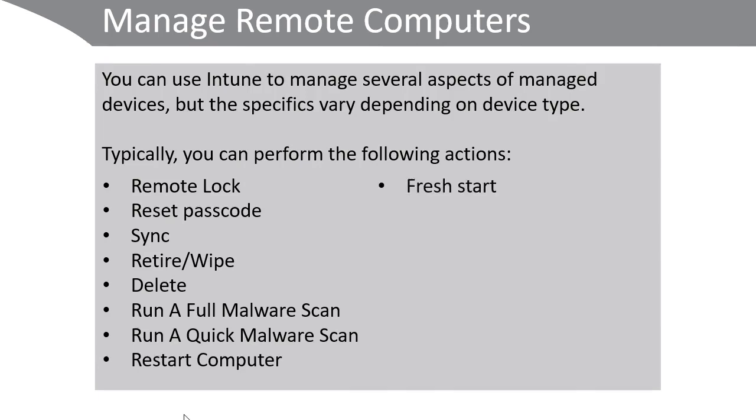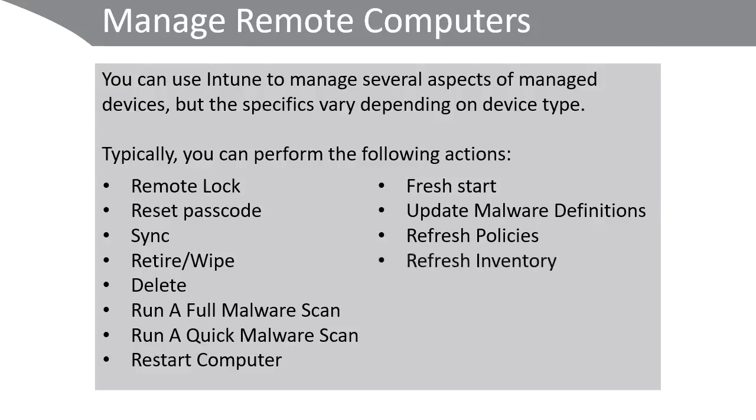Fresh Start removes any apps that were installed on a Windows 10 PC running Creators Update version 1703 or later, then updates the PC to the latest version of Windows. After Fresh Start, devices are unenrolled from Intune. Update malware definitions initiates an update of malware definitions. The Refresh Policies command requests a manual refresh of the client policies from the Intune site. Refresh Inventory requests updated inventory information to be sent from the device to Intune. And Remote Assistance Session. Use TeamViewer software to give remote assistance to your users that are running the Intune software client.